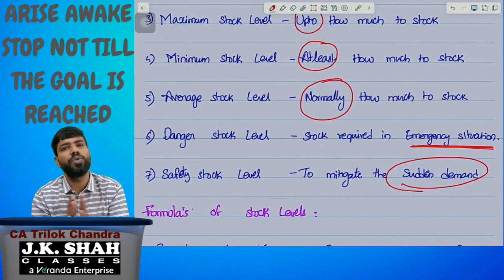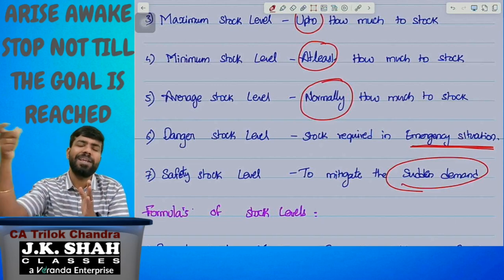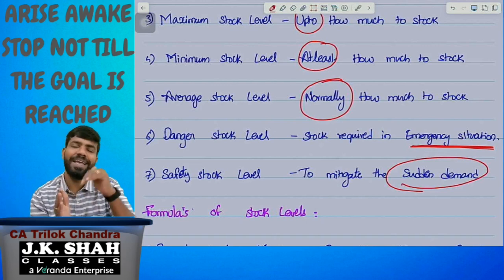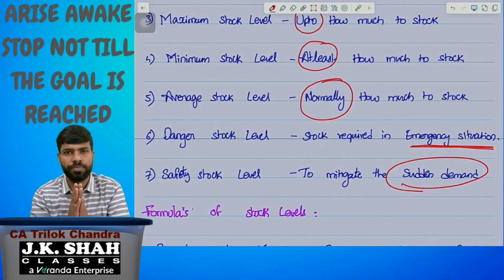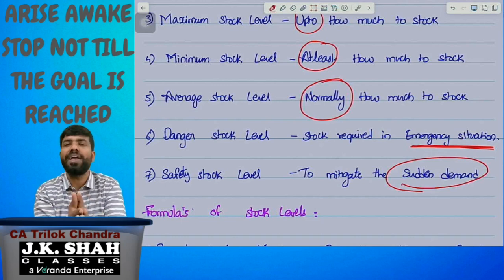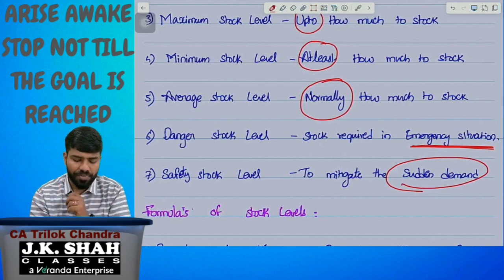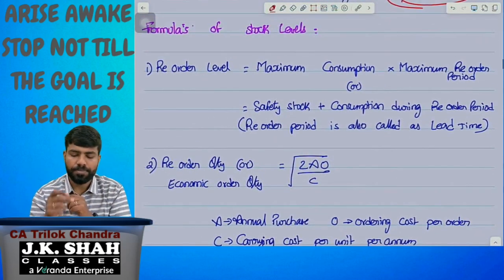For classroom discussion, we are doing that. But practical approach slightly vary from the classroom discussion. But in the examination, you have to calculate using the formulas which we are going to discuss now. I am telling you again, these all are generalized formulas. Nothing like proved. Okay, let us start with the reorder level.